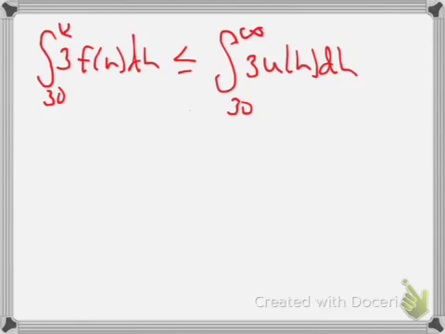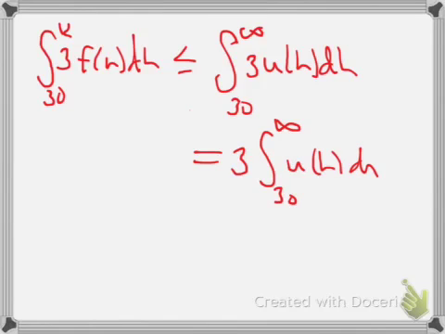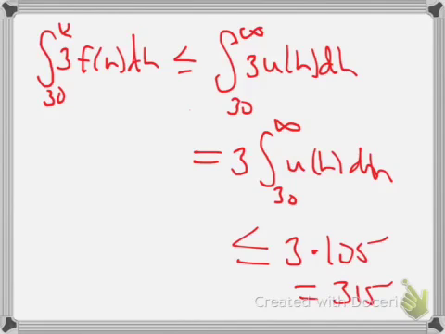And then we know that this value here, or let's say that, let's do one more step of algebra. Let's factor out this 3, and then we get 3 times the improper integral from 30 to infinity, u of h dh. And I know that the improper integral is bounded by 105, so that this is going to be less than or equal to 3 times 105, which of course is just 315. So I know the second integral in my expression from earlier, this one right here, is going to be less than or equal to 315.